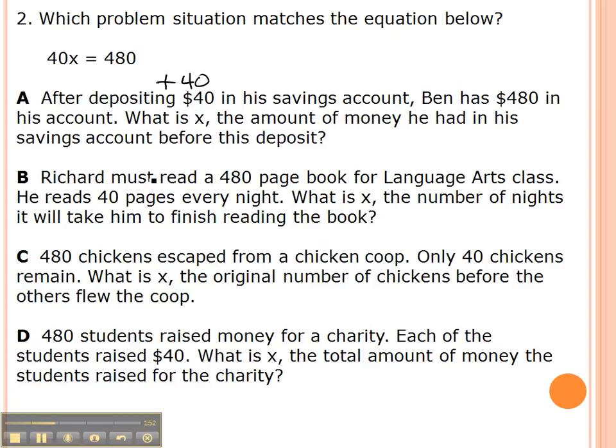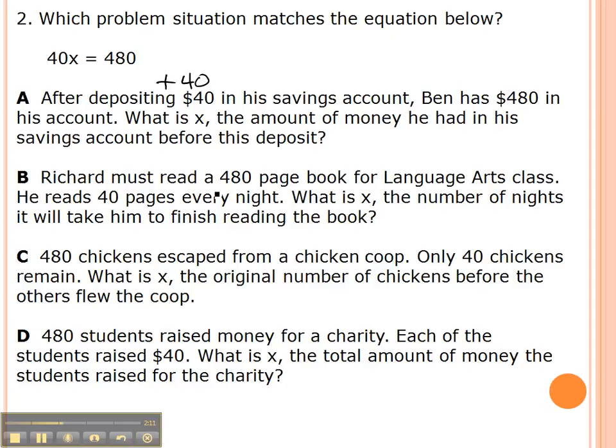B says Richard must read a 480-page book for language arts class. He reads 40 pages every night. What is X, the number of nights it will take him to finish reading the book? So if Richard reads for one night, he'll read 40 pages. If he reads for 2 nights, he'll read 80 pages. If he reads for 3 nights, he'll read 120 pages.